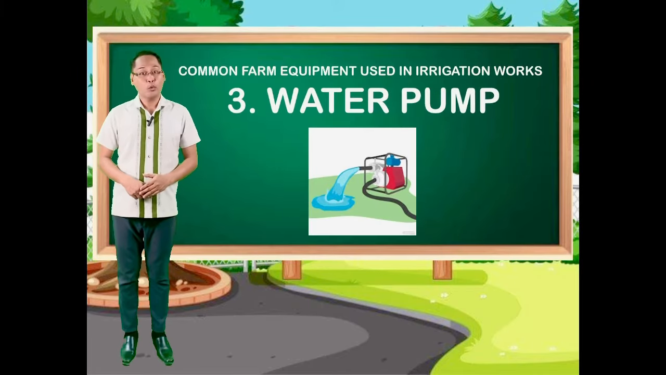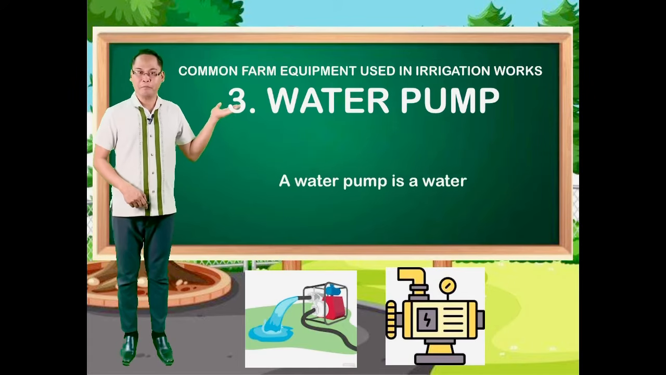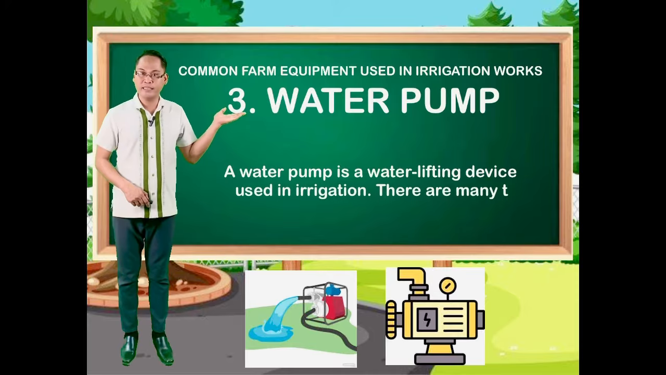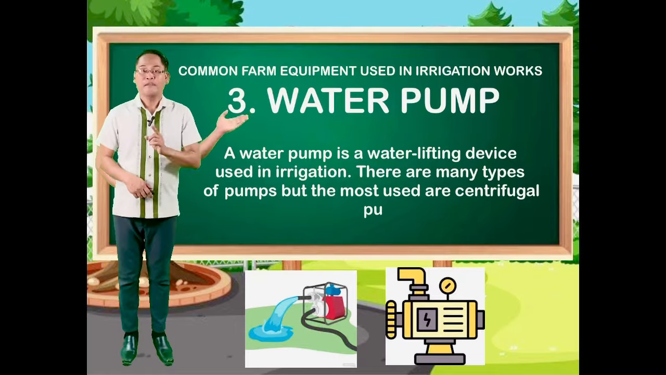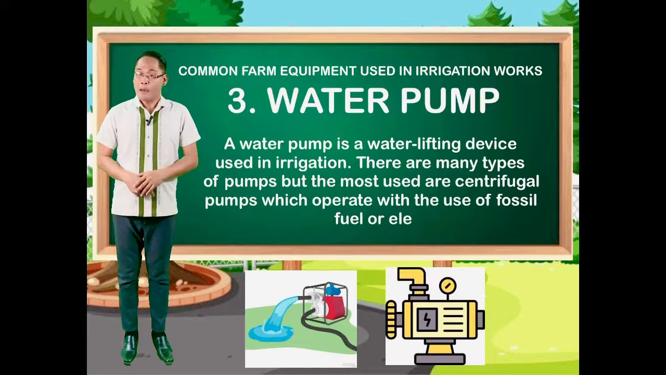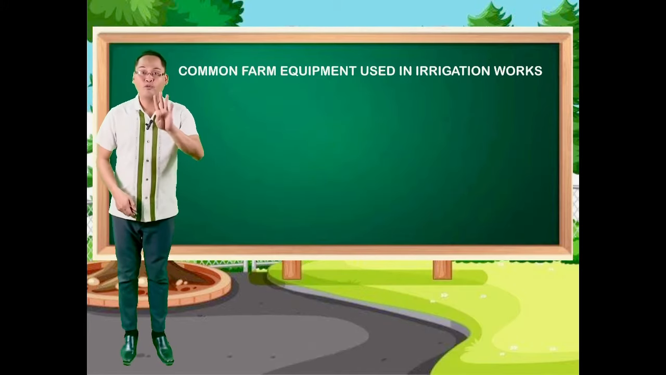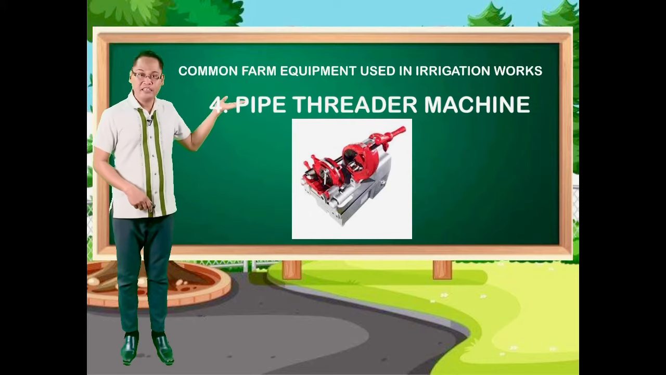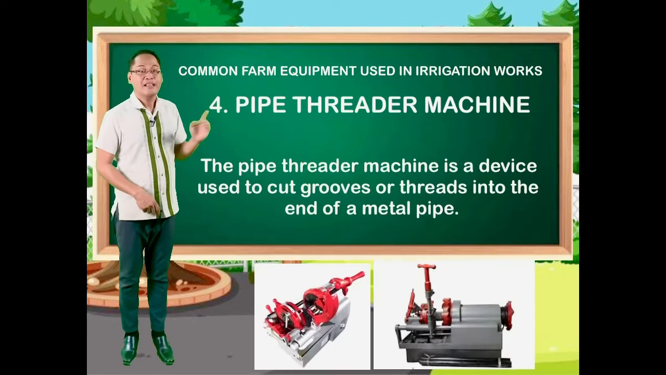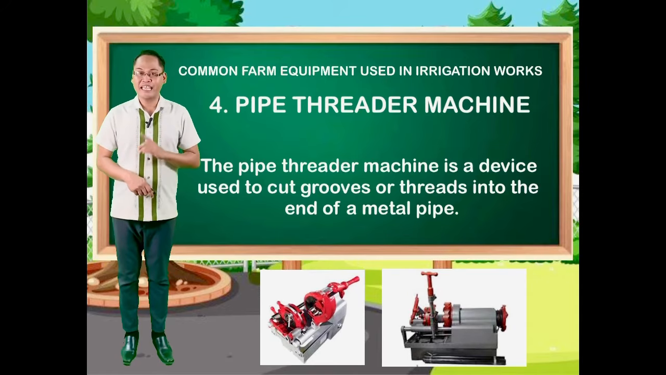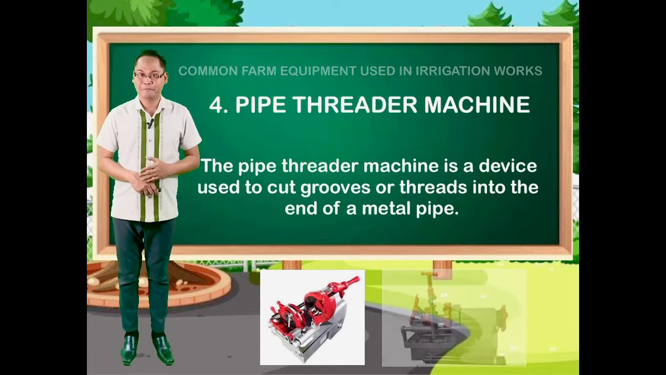Third is water pump. A water pump is a water lifting device used in irrigation. There are many types of pumps, but the most used are centrifugal pumps, which operate with the use of fossil fuel or electricity. Fourth is the pipe threader machine. The pipe threader machine is a device used to cut grooves or threads into the end of a metal pipe.